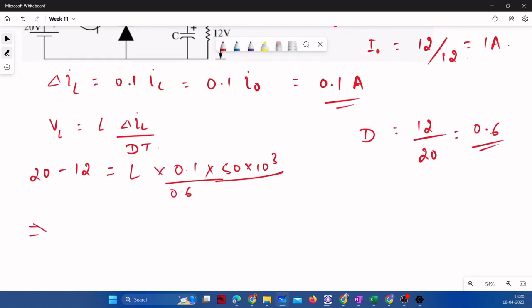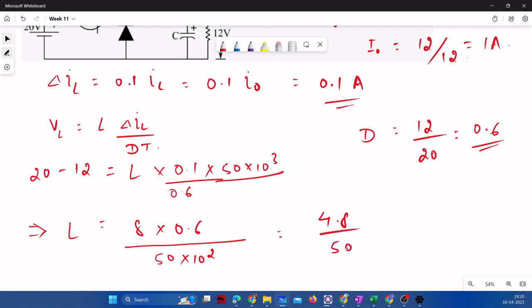Now L is 8 into 0.6 divided by 50 into 10 to the power 3. The 10 is cancelled by 0.1, so it is 4.8 by 50 into 10 to the power 3, which is 0.96 millihenry. Okay, so it is 0.96 millihenry.